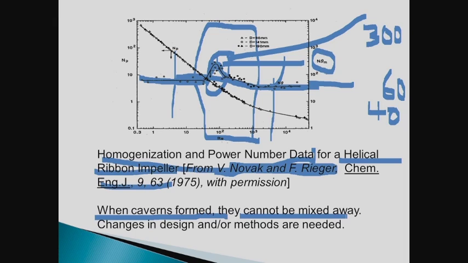Caverns form, they cannot be mixed away. Nagata found that out a long time ago, Japan, 1956. If you got a cavern, I showed you it earlier with the D over T slides, right? With the impeller showing you a cavern and unmixed in a mixed region. So changes in design and methods are needed.